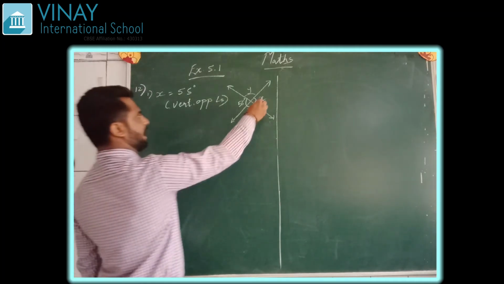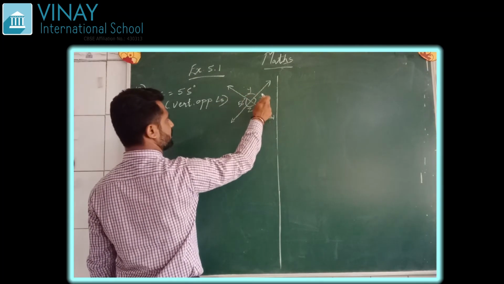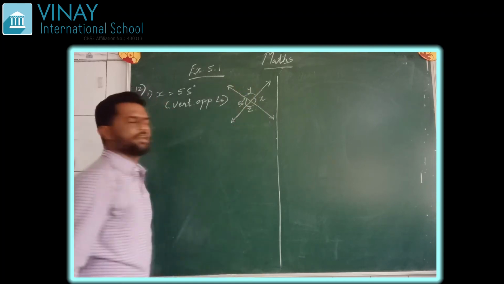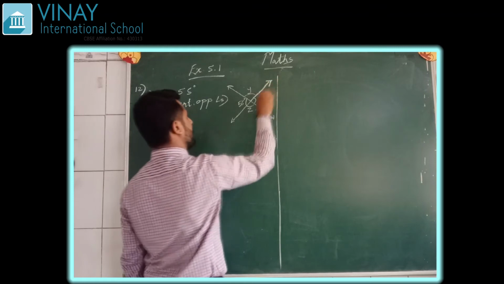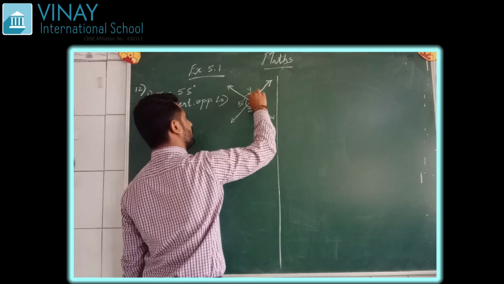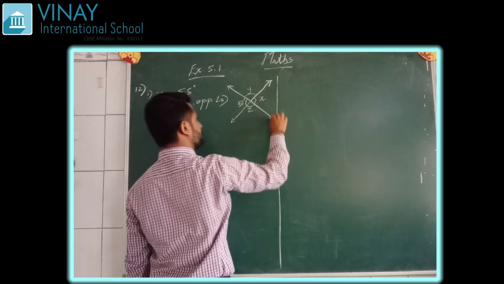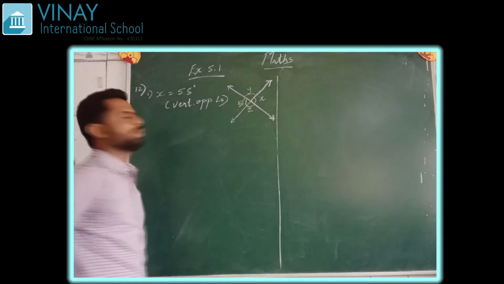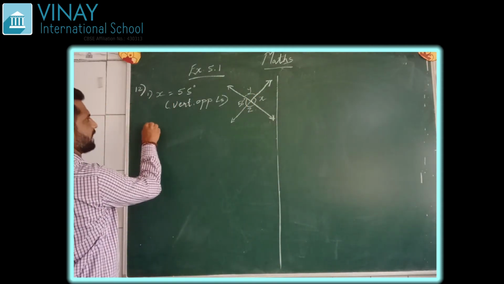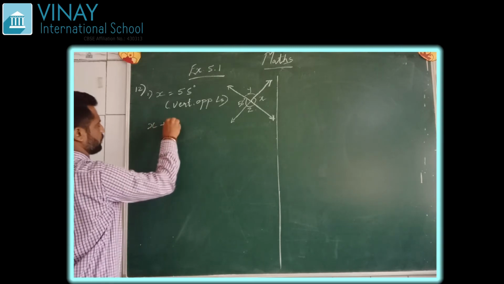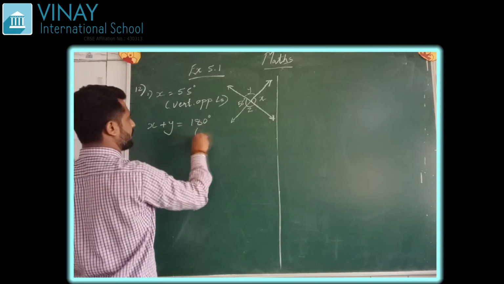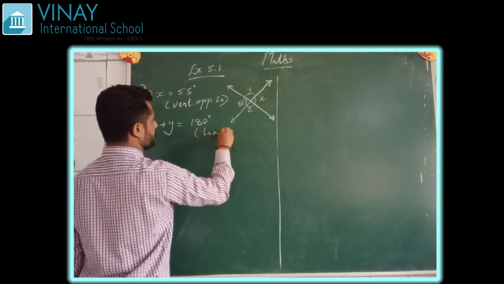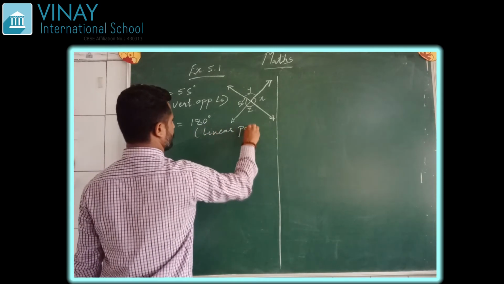Now, if we see angle x and angle y properly, we will find one common arm between them and the other arms are opposite to each other and they also have one common vertex. So we can say that x plus y is equal to 180 degrees as they are a linear pair.